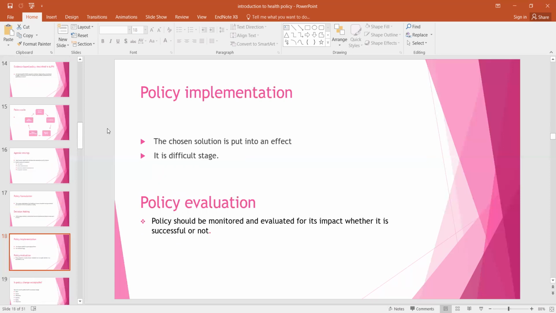Fourth stage is policy implementation, and this stage is quite difficult because when you implement any policy or law, then there is a change in the environment or in the community, and people do not easily accept that change. So the policy implementation is quite a difficult stage because you put the chosen solution into effect. And then the policy evaluation. Policy should be monitored and evaluated for its impact, whether it is successful or not.